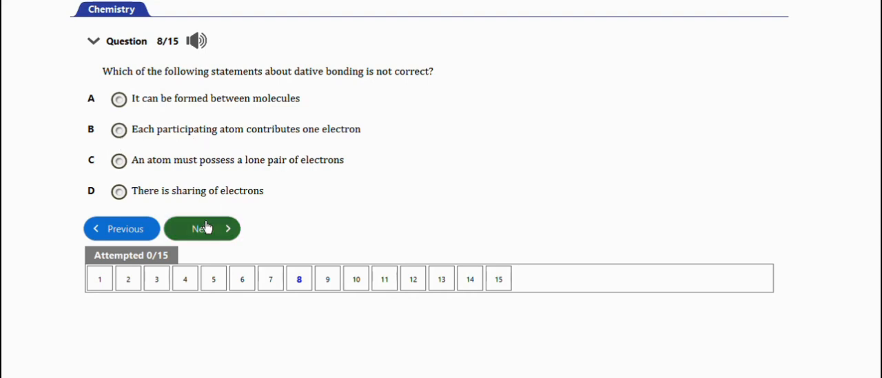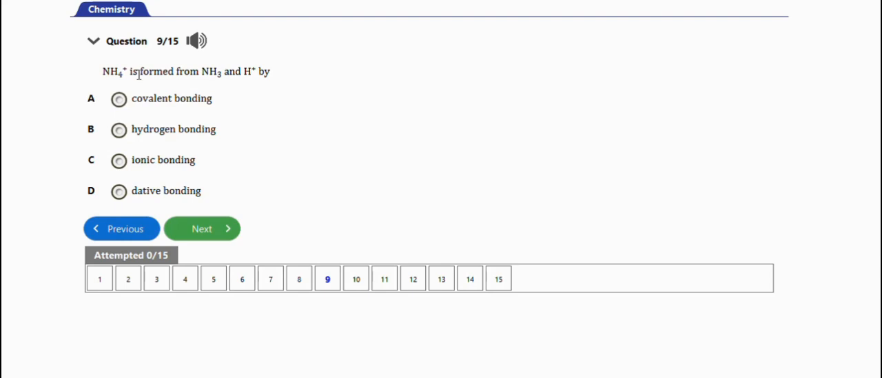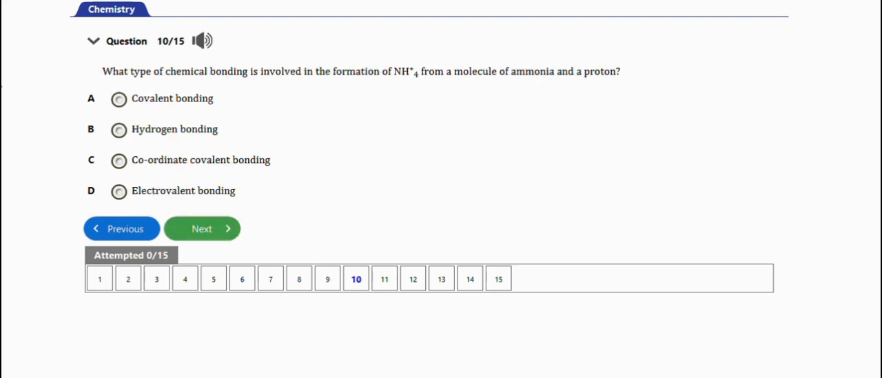The next question says ammonium ion is formed from ammonia and hydrogen ion by, so it's obvious dative bonding. The next question says what type of chemical bonding is involved in the formation of ammonium ion from a molecule of ammonia and a proton? So it's obvious coordinate covalent bonding. Remember I told you another term for coordinate covalent bonding in chemistry is dative bonding. So the right answer to this question is option C.